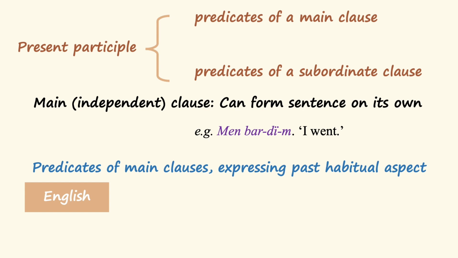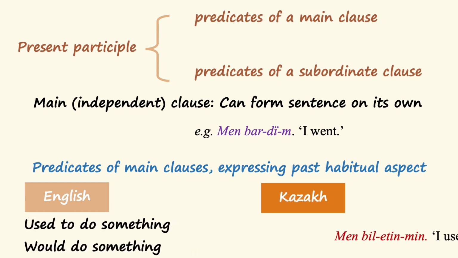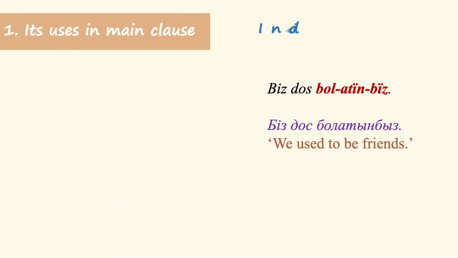In this case, the verb inflected with present participle атын refers to repeated or habitual events in the past, so that it corresponds to English past habitual forms: used to do something or would do something. Let's explore that with examples.